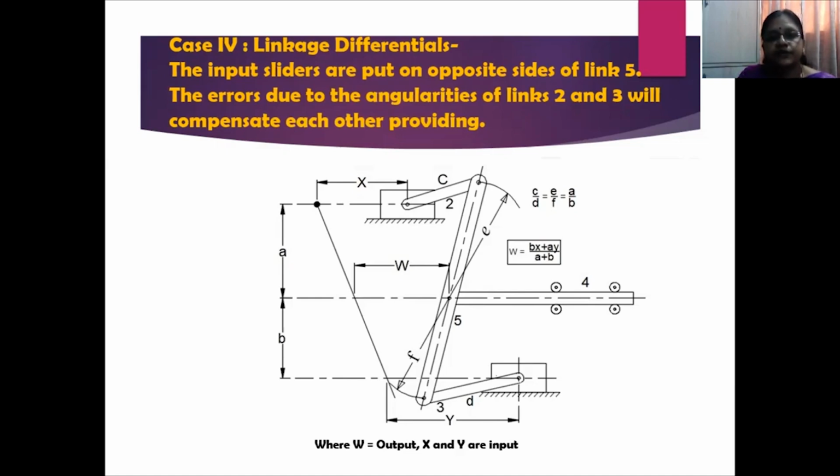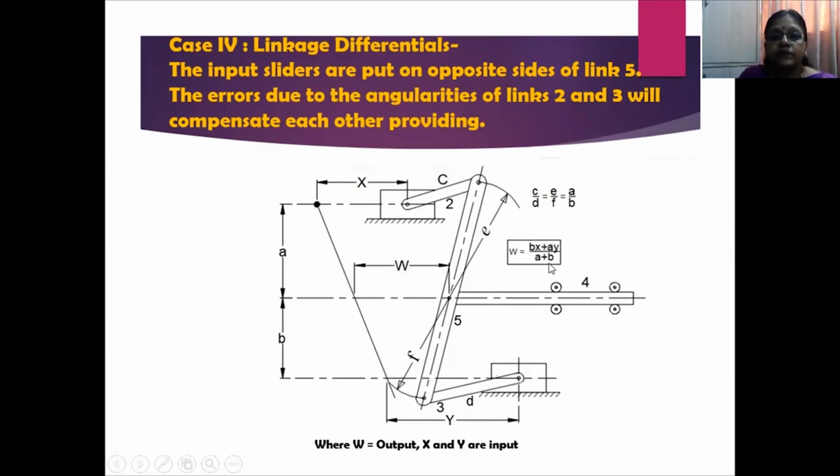So that's the advantage of this arrangement of the mechanism. You can reduce that epsilon value. Now again, based on the similar triangle concept, you can consider the output value using the ratios of these triangle values. Then you get W is equal to Bx plus Ay by A plus B, where A and B are the distances between 2 and 4 and between 4 and 5 respectively.